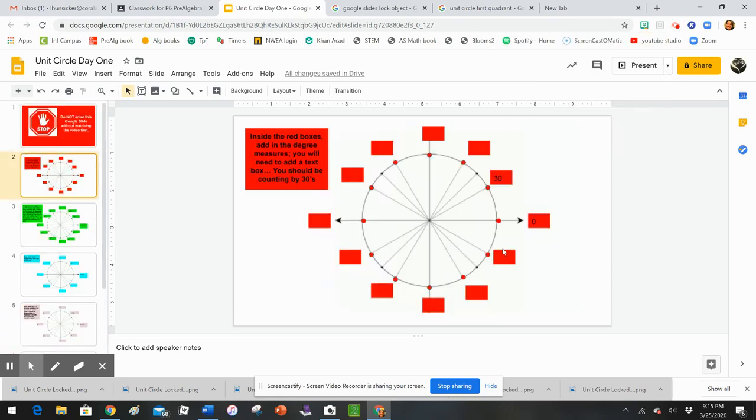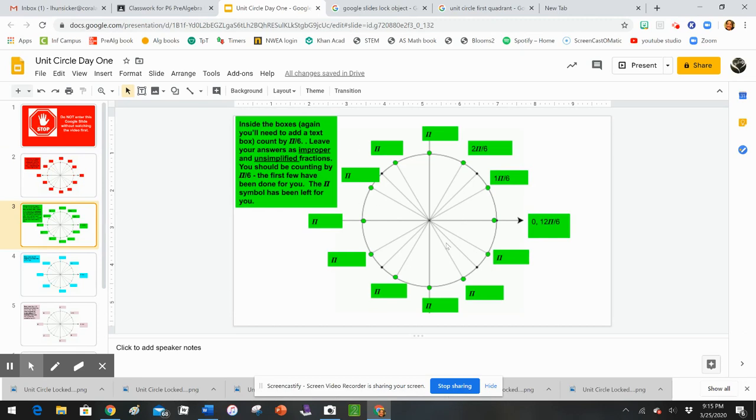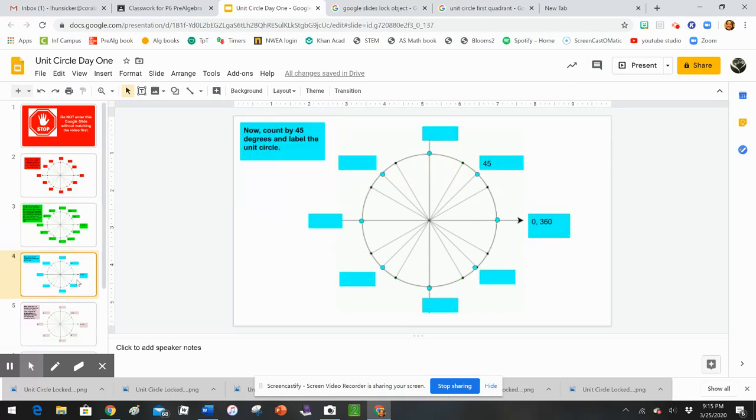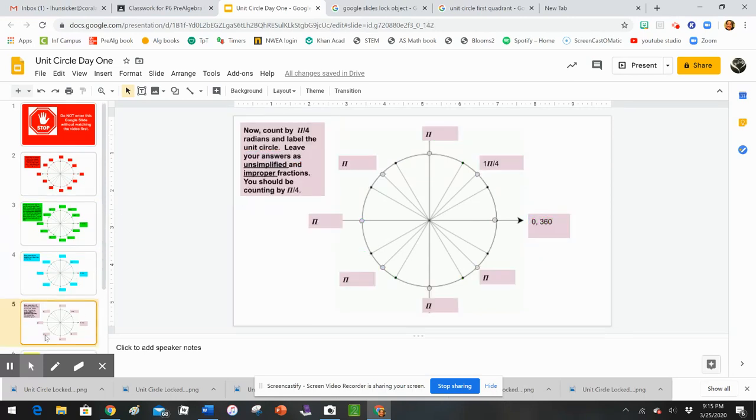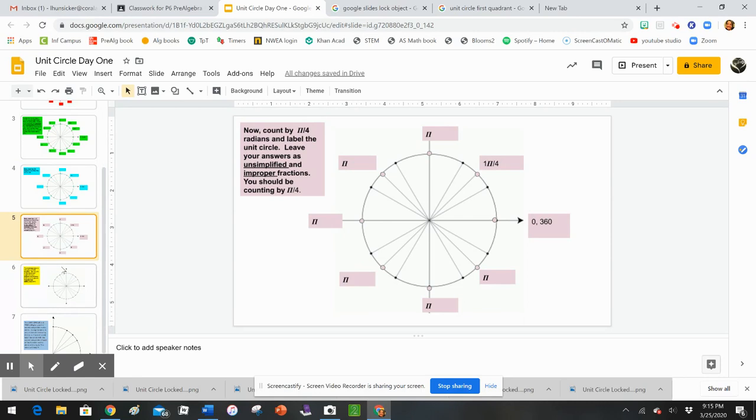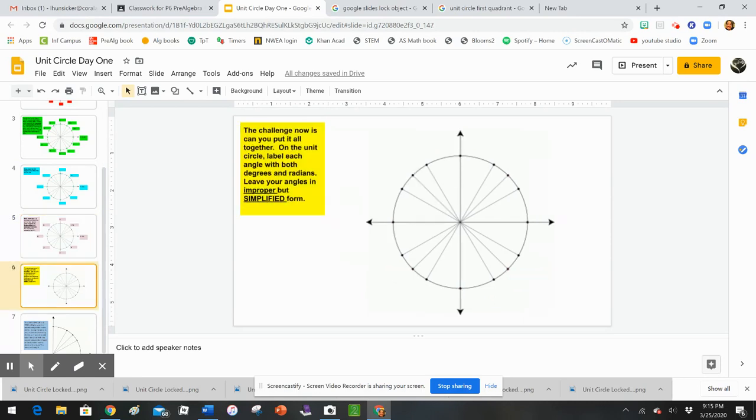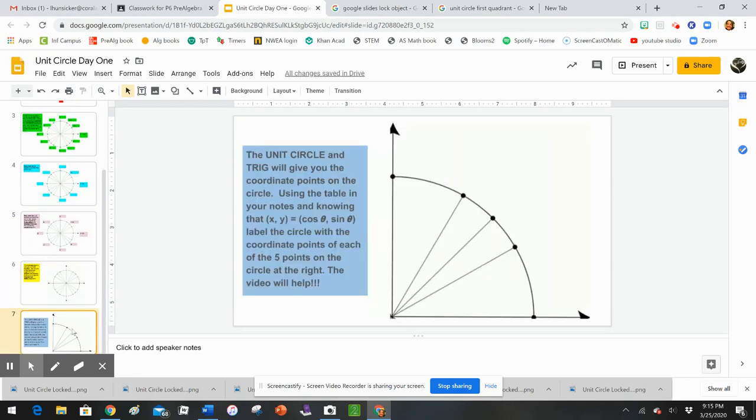So again, you're going to go start on your slides. You're going to count by 30s, count by pi's over 6s. Please make sure that you read the box. You're going to have to enter in your own text box to actually leave these numbers in here. You're going to count by 45s, count by pi's over 4s. You're going to put it all together and do some reducing. And then last but not least, you're going to tell me what the cosine and the sine are of each one of those angles.